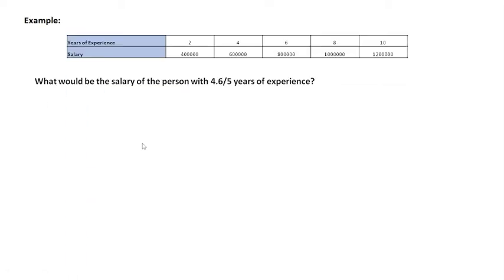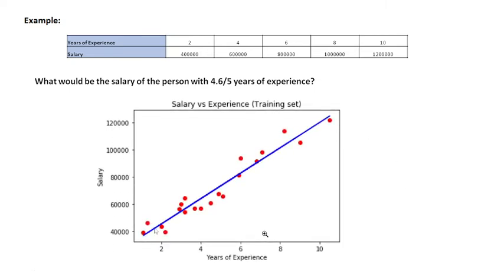Let's dive deep into it. Here we have data of years of experience and salary. Years of experience is 2 years, 4 years, 6 years, 8 years and 10 years, and the salary based upon years of experience is 4 lakh, 6 lakh, 8 lakh, 10 lakh and 12 lakh. Here we have a problem statement: what would be the salary of a person with 5 years of experience? When we plot this data graphically, it looks like this.